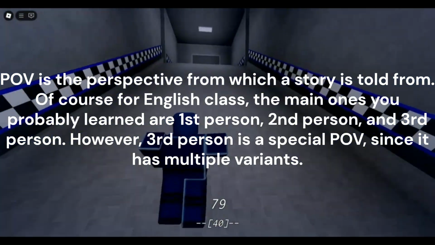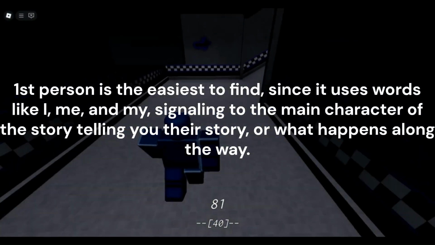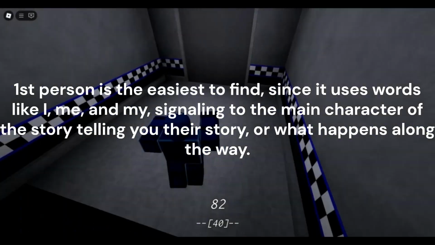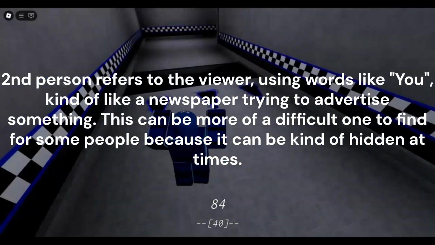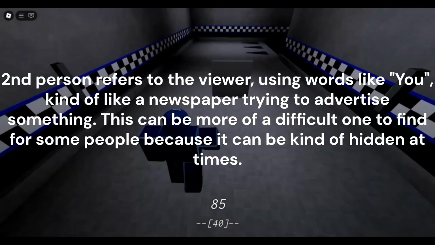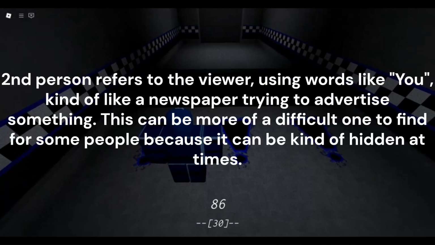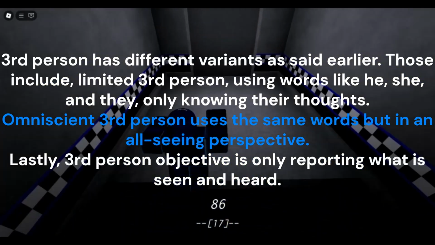However, third person is a special POV, since it has multiple variants in one. First person is the easiest to find, since it uses words like I, me, and my, signaling the main character of the story telling you their story, or what happens along the way. Second person refers to the viewer, using words like you, kind of like a newspaper trying to advertise something. This can be a more difficult one to find for some people because it can be kind of hidden at times.